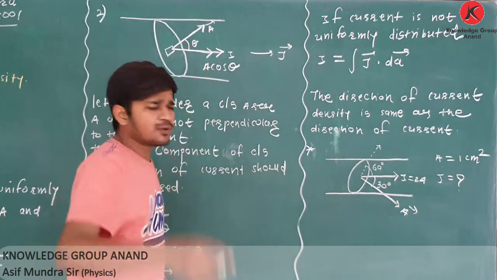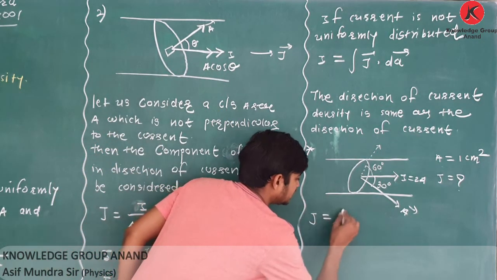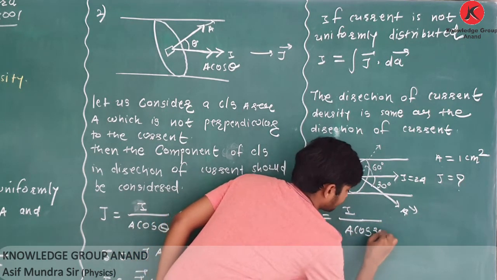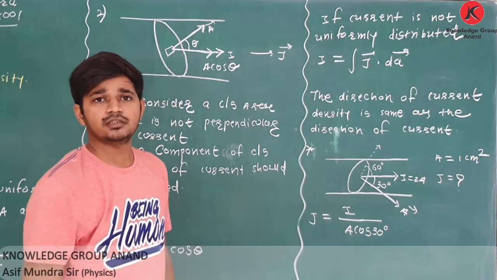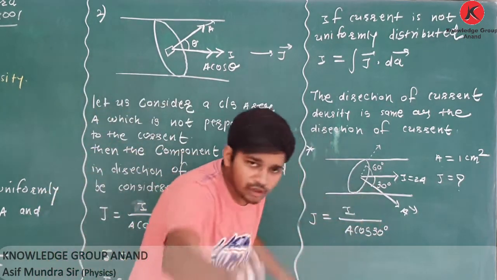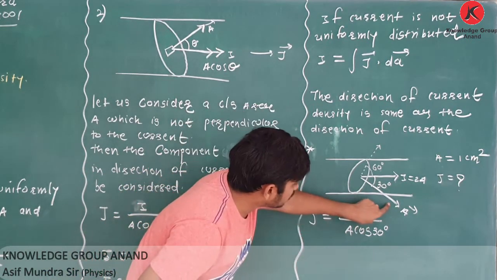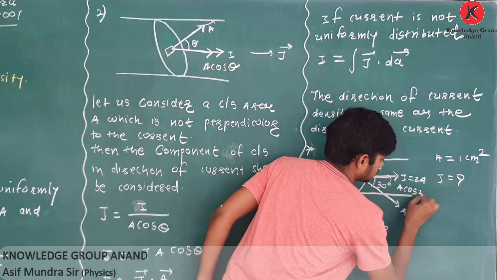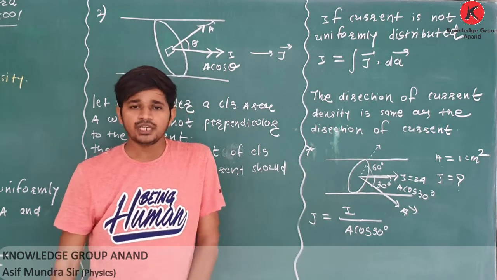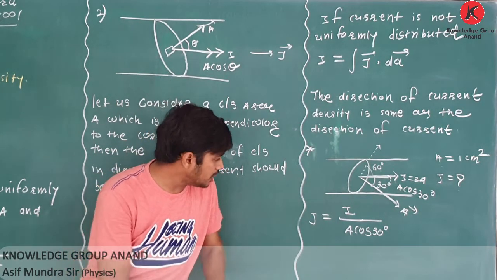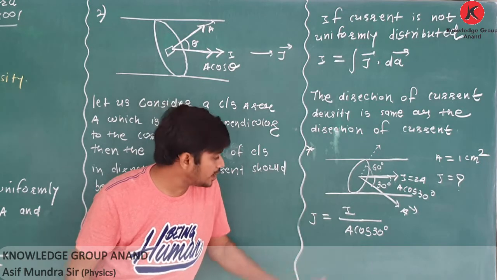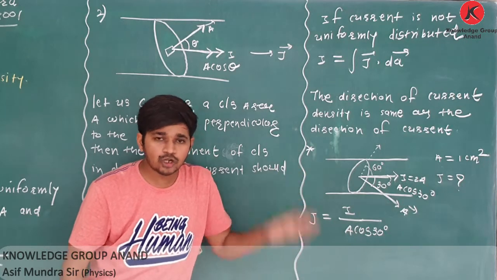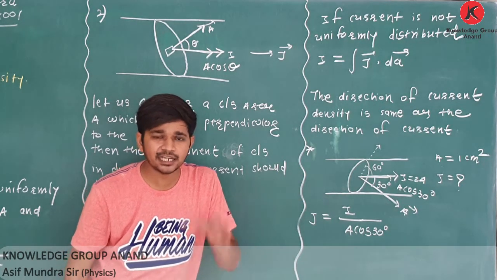And the angle between I and A is 30 degree. So if you want to find current density J, then J is equal to I upon A cos 30. Clear about this? Because I and A are not in the same direction, if you take the component of A in the direction of I, you will get A cos 30. So put the value of I, convert area into meter square, put the value of A and cos 30, solve this question and write down your answer in the comment box.